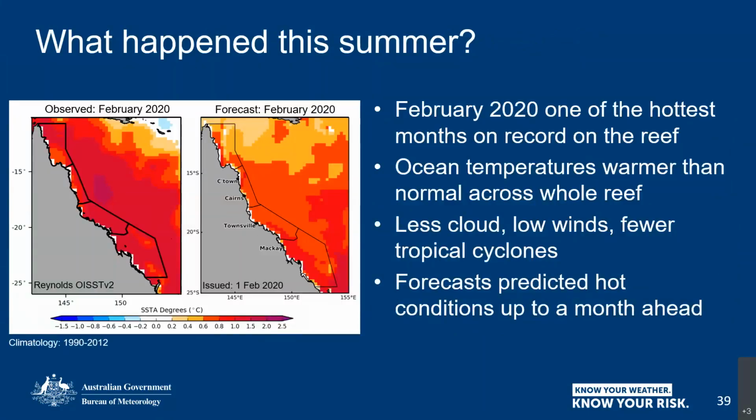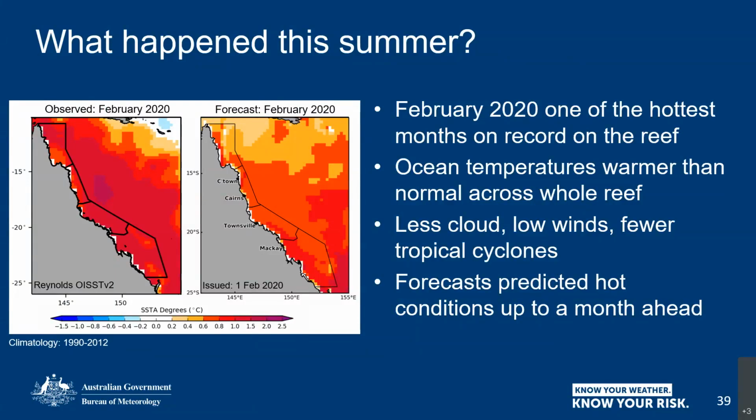So what happened this summer? This is what Jordan alluded to earlier at the start of the webinar. There's been a flurry of activity in the media about the reef. February 2020 was one of the hottest months on record for the reef. What I'm showing here in this panel is satellite SST, so sea surface temperature, over the reef for February, and I've got our forecast next to that.